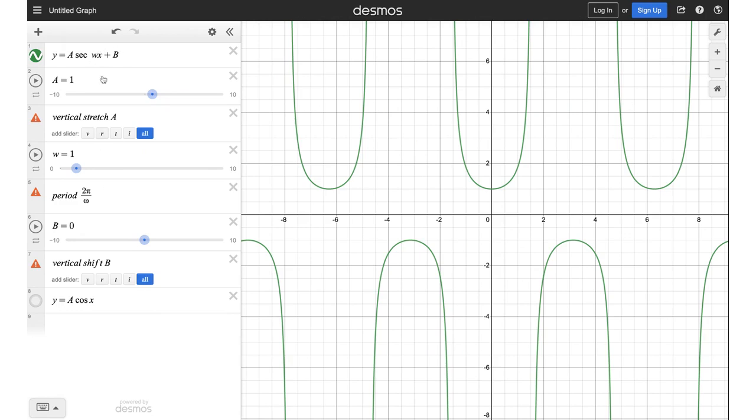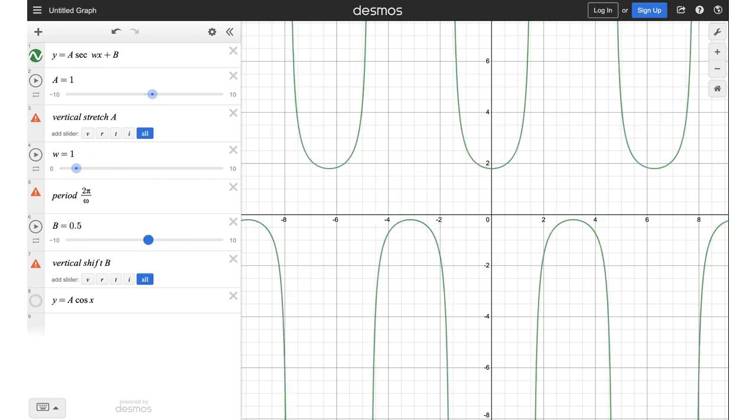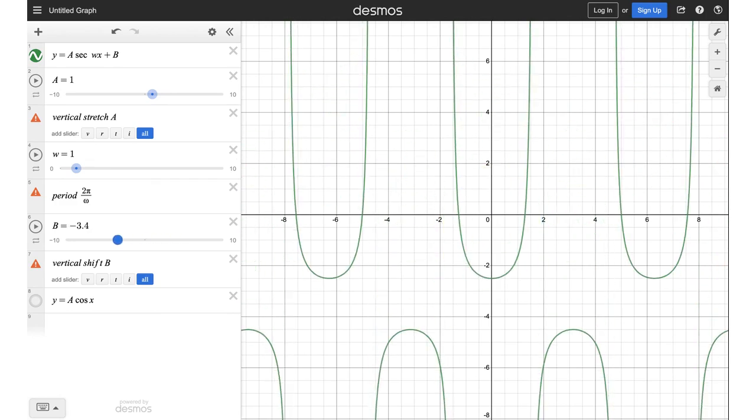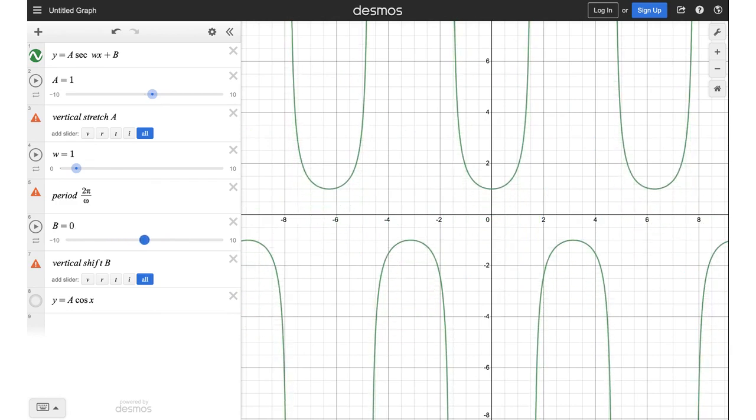Let's take a look at b on the end here. Adding or subtracting a constant on the outside of a function is a vertical shift. If b is positive, the whole thing moves up. If b is negative, the whole thing moves down. Hopefully that one's not overly surprising. Put it back in the middle here.